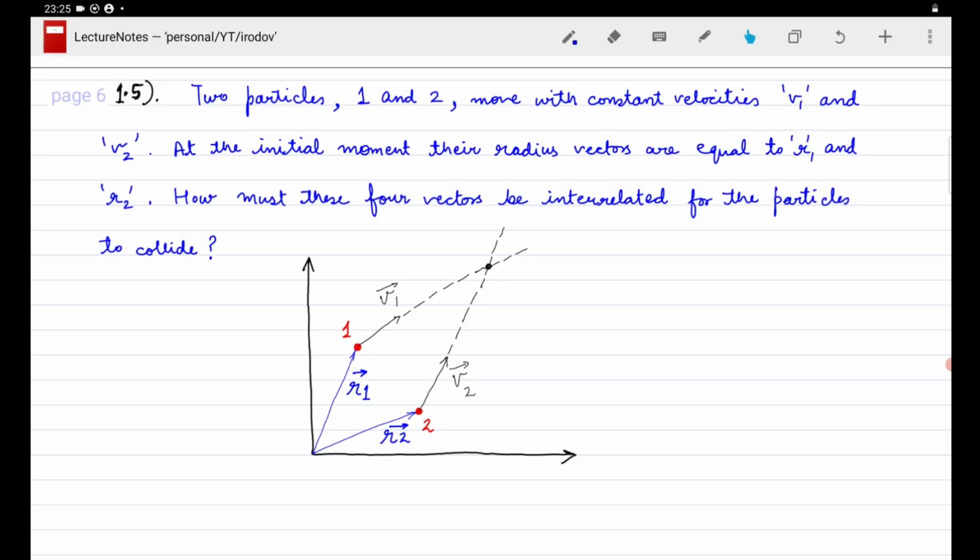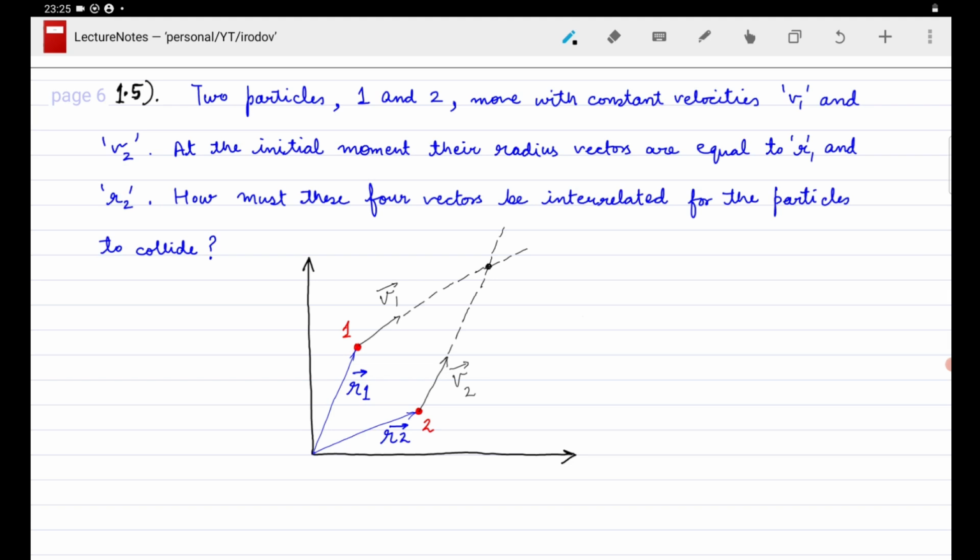The statement is that two particles, 1 and 2, are moving with constant velocities v1 and v2. At the initial moment, their radius vectors are equal to r1 and r2. How must these four vectors be interrelated for the particles to collide?